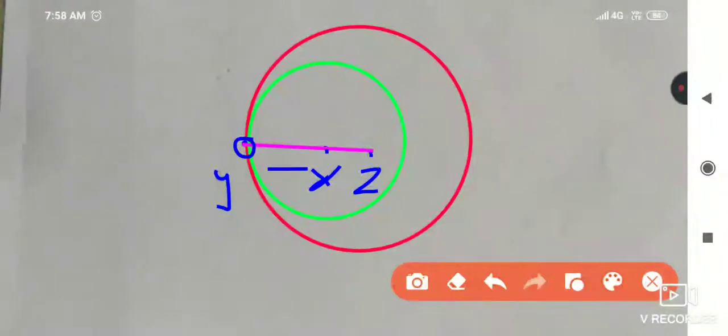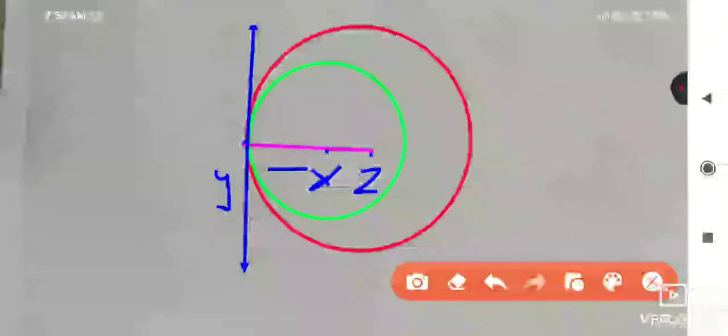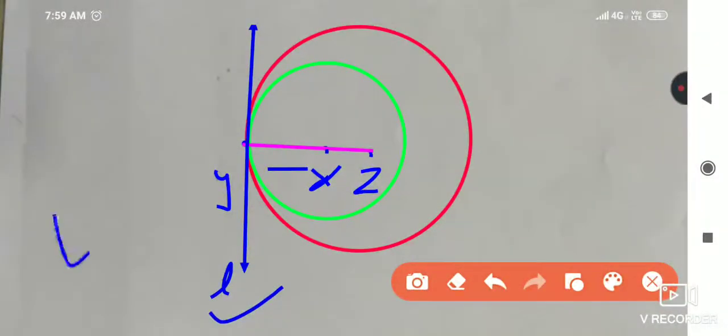Draw the line perpendicular to YZ through point Y. So from this point Y we draw the line which is perpendicular to the radius of both the circles, and I will name this line L. Now you will notice that for internally touching circles also there is only one point common between the two touching circles, and the line passing through Y is a tangent for the circle. So line L is the tangent for the circle.